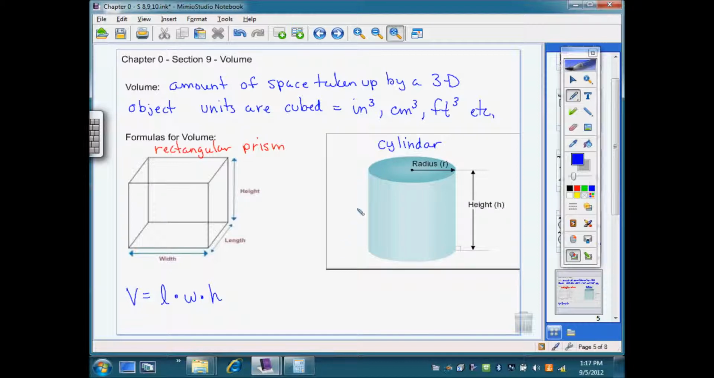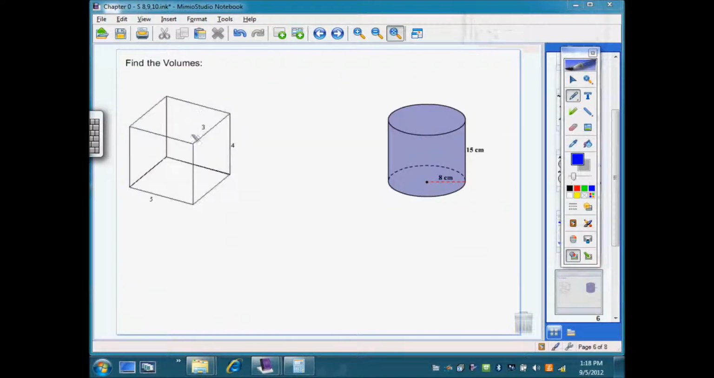Here we have a cylinder. We have a radius and we have a height. So the volume of the cylinder. Okay, these don't have units on it, and I think they're really small on your paper. So we'll just say 5 inches, 4 inches, and then this one is 3 inches.